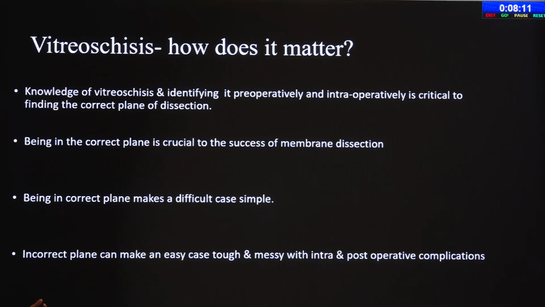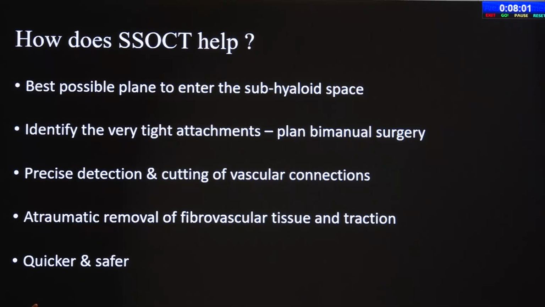And it's very interesting that if you're in the correct plane, a difficult case can be simple, but it's right the reverse. Incorrect plane makes a simple case messy, and you get lots of complications. So how does the OCT help? It makes it best possible to enter the correct subhyaloid plane. You can identify if the attachments are very tight, then you can have a bimanual surgery to start with. You can have precise detection and cutting of the vascular connections and atraumatic removal of the fibrovascular traction. So I think let's move on to some videos.